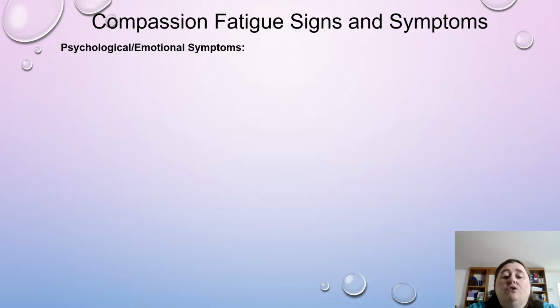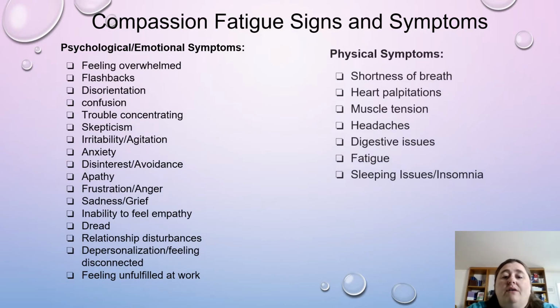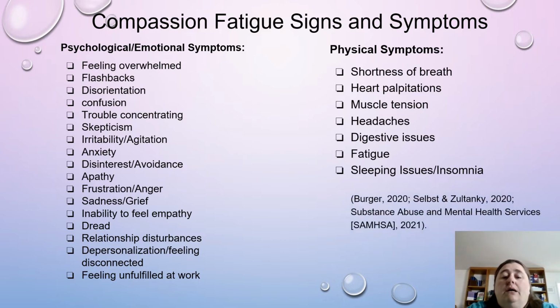Compassion fatigue can result in many psychological or emotional symptoms, as well as physical symptoms that you end up having to deal with because of the compassion fatigue. Some examples of those that you'll see listed here: feeling overwhelmed, being disoriented or confused, having trouble concentrating, possibly becoming irritable or agitated, having an increased sense of anxiety, maybe being disinterested or avoiding other people, possibly having difficulty feeling empathy, or having relationship disturbances.